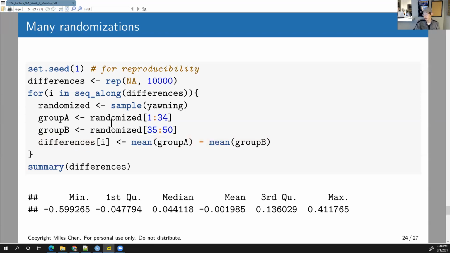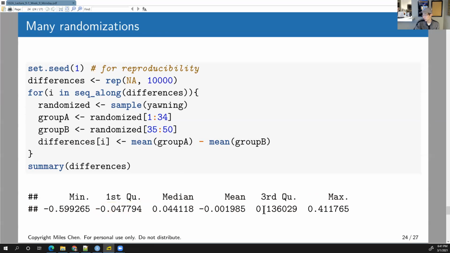We take a look at the result, and it turns out that the median difference between group A and group B is 0.044. About 25% of the time we get a difference of negative 0.0477 or something more negative. About 25% of the time we get a difference of 0.136 or something more positive. One time, from randomizing alone, we got a difference of 41 percentage points, and one time around 60 percentage points in the opposite direction.